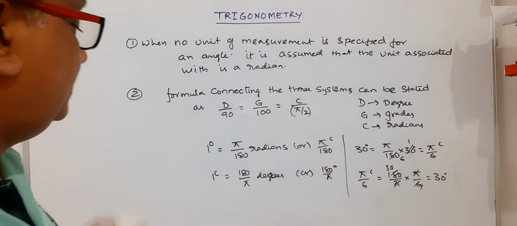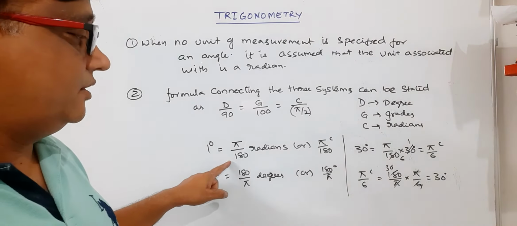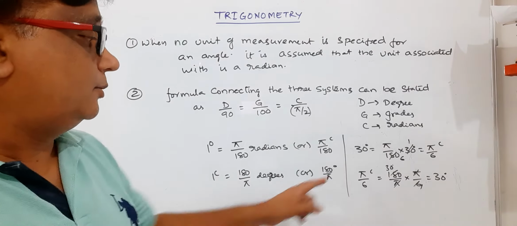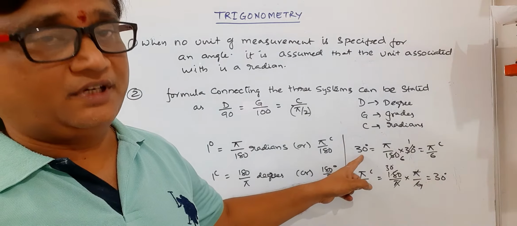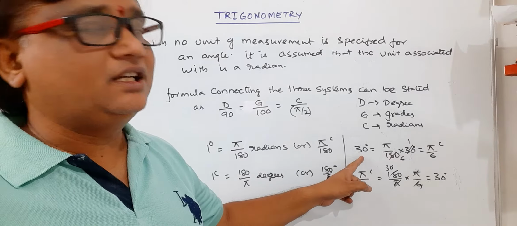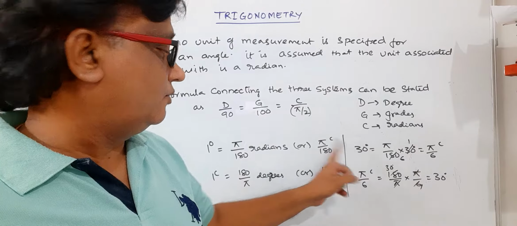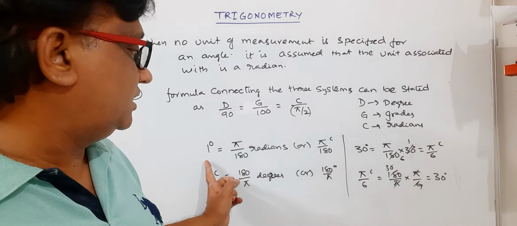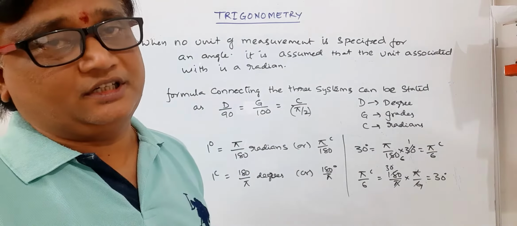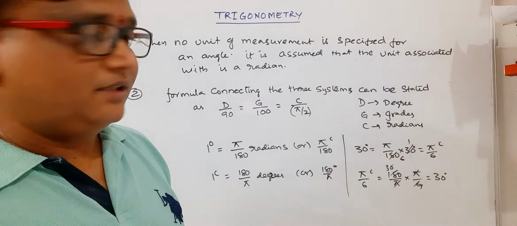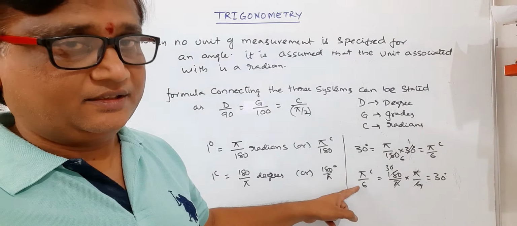Now 1 degree equal to pi by 180 radians and 1 radian equal to 180 by pi. Suppose you are going to take 30 degrees, I am going to explain as an example. 30 degrees is converted into radians. So 1 degree equal to pi by 180, so 30 degrees equal to pi by 180 into 30 degrees. After cancelling, we get pi by 6 radians.